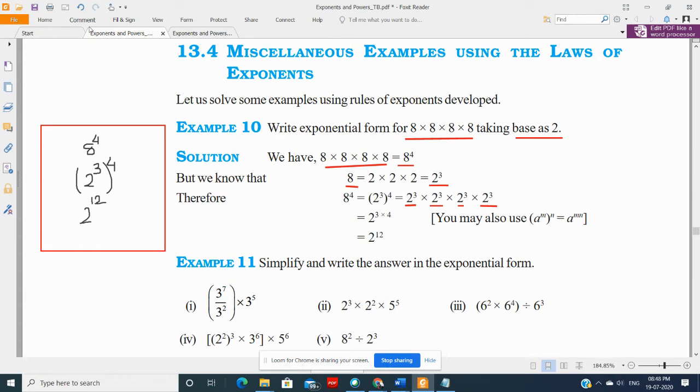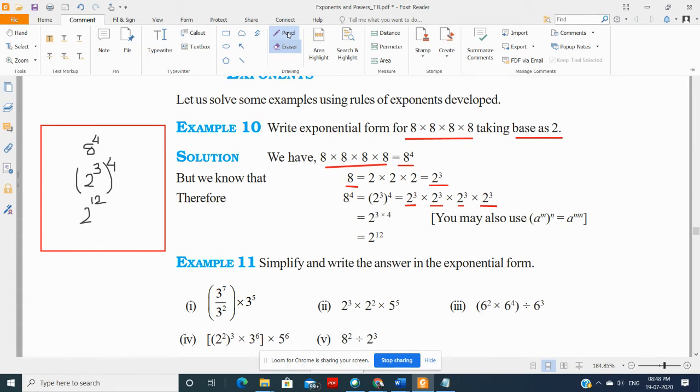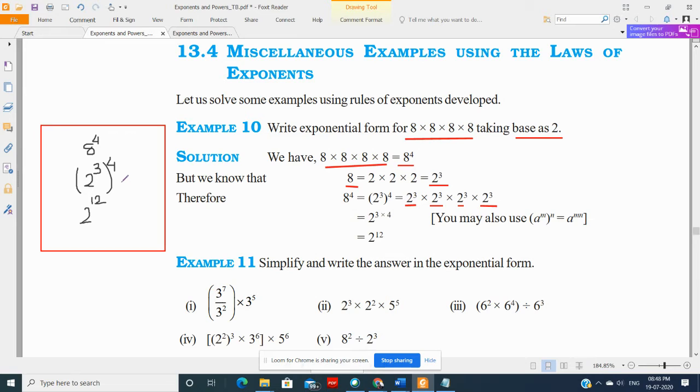So here you can just mention one more step, that is 2 raised to 3 into 4, and then you will mention this step. Okay, so this is how you can do this sum.